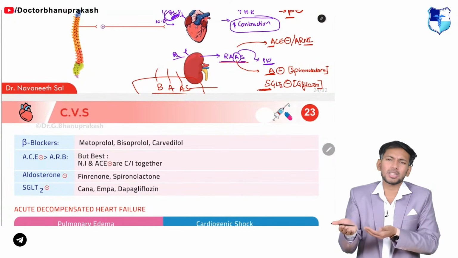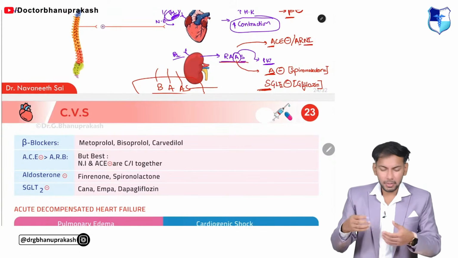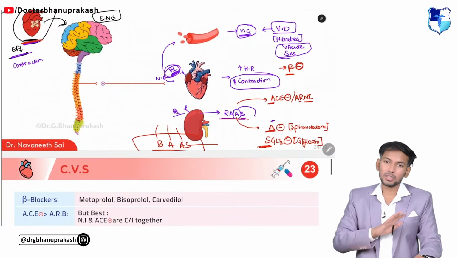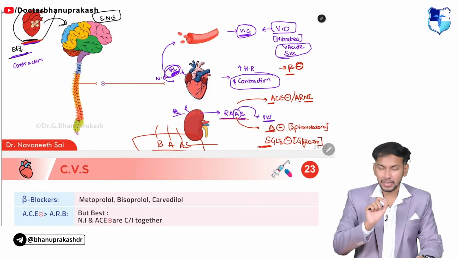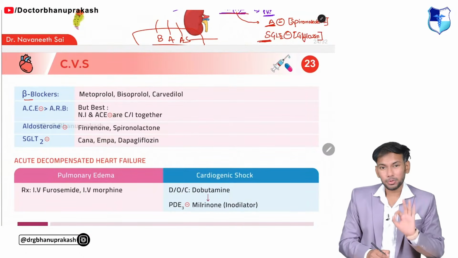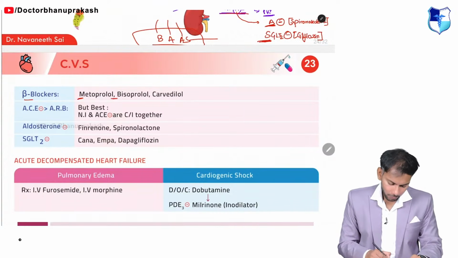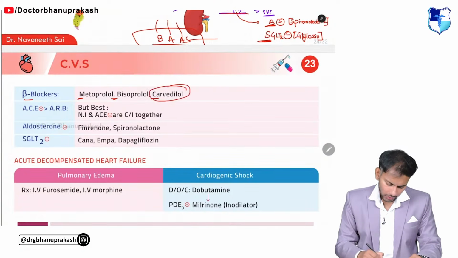They will ask you which drugs will decrease the mortality or which drugs have very good mortality benefits. These four drugs will reduce the mortality. That is why these are the first line drugs. Now, first we will see the first line drugs. We use 3 beta blockers, metoprolol, bisoprolol or carvedilol. We can start with any of them. Usually we start with carvedilol.